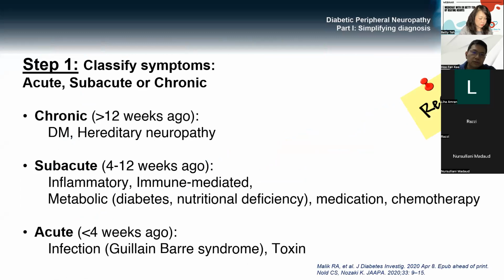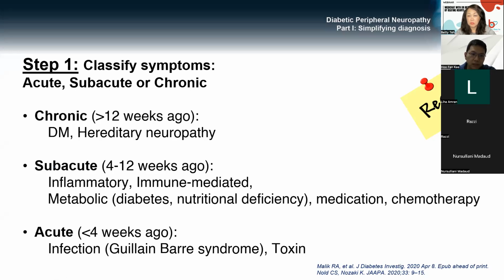So step 1, we classify the symptoms, dividing them into acute, subacute, and chronic. This is by duration. From the duration, we have some idea what kind of causes of the peripheral neuropathy. Acute, we define as less than 4 weeks. The most common cause for acute is infection. Most of the time in this era, it is post-vaccination, particularly Sinovac, where we do encounter a few patients with Guillain-Barré syndrome. But in the old days, before the era of COVID-19 or vaccination, we saw a lot of Guillain-Barré syndrome triggered by infection.